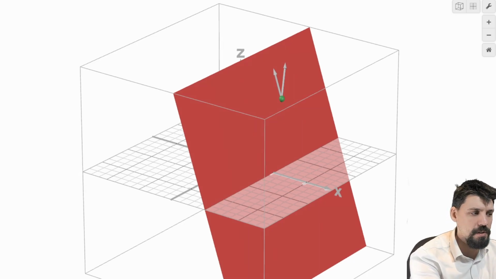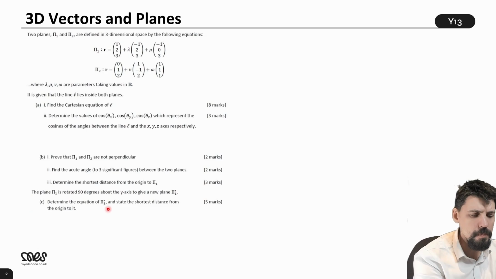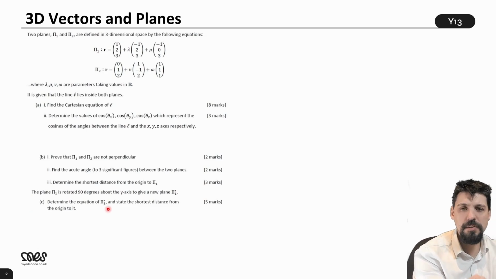Right, now what did the question want us to do? It wants us to find the Cartesian equation of L, some angles going on. I'll bring these back up as we go through it, and then we're going to show that the two planes aren't perpendicular, and then we're going to rotate one of them. So lots to crack on with. Let's do it one at a time.